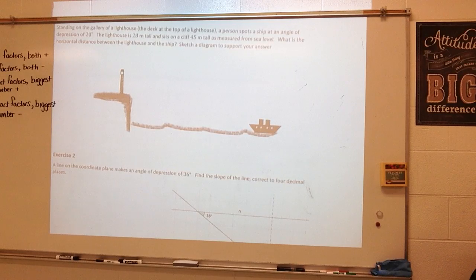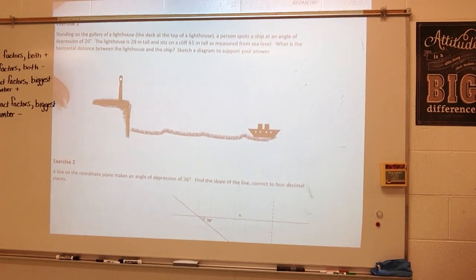All right, let's look at exercise 1. Standing on the gallery of a lighthouse, the deck at the top of the lighthouse, a person spots a ship at an angle of depression of 20 degrees. The lighthouse is 28 meters tall, and it sits on a cliff 45 meters tall, as measured from sea level. What is the horizontal distance between the lighthouse and the ship? Sketch a diagram to support your answer.